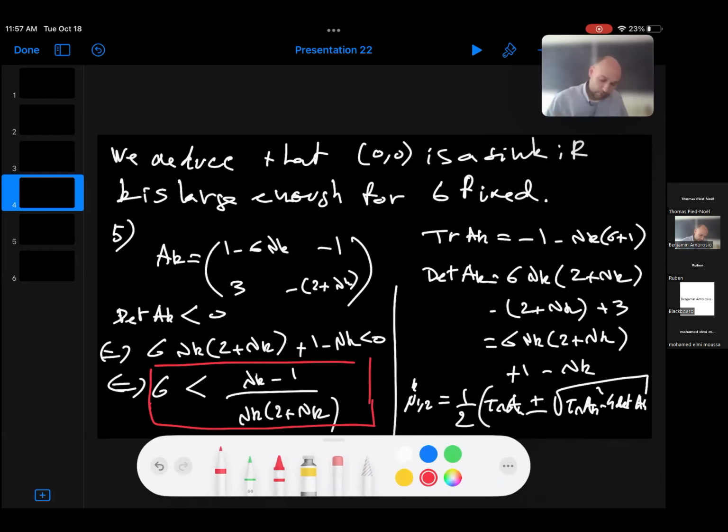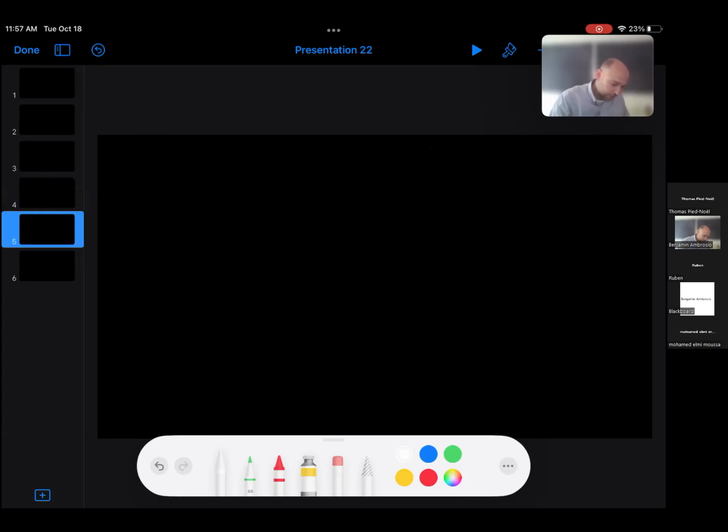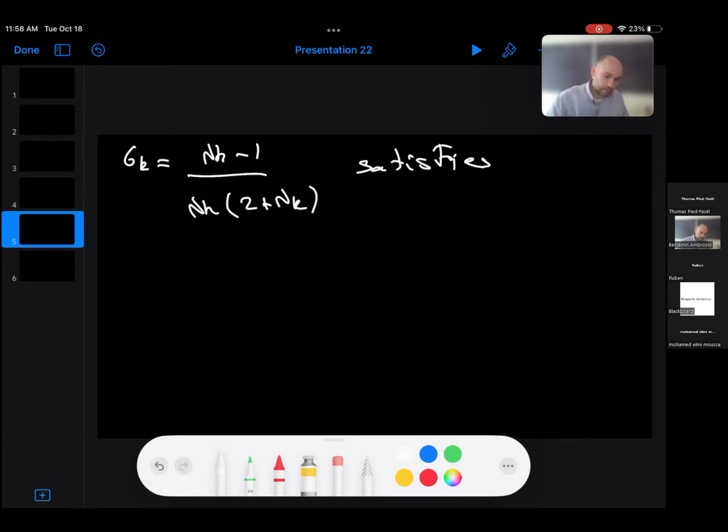But so coming back to the exercise, so this is sigma_k, all right? So sigma_k is given by sigma_k equals (lambda_k minus 1) divided by lambda_k times (2 plus lambda_k). This satisfies the claim of question 5.